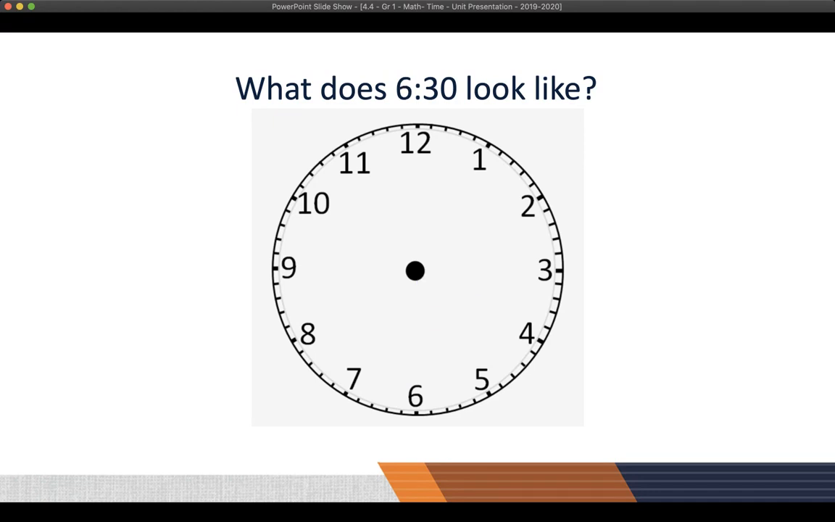Try it for 6:30. Let's check your work. A lot of people might get confused on this one and try to put both hands on the 6, but that is not so. Now the minute hand goes on the 6 exactly because the 30 minutes is at that halfway point. However, the hour hand does not go on the 6 at the same point because 6:30 is halfway between 6 o'clock and 7 o'clock. Therefore, the hour hand that we show in orange needs to be halfway between the 6 and the 7.